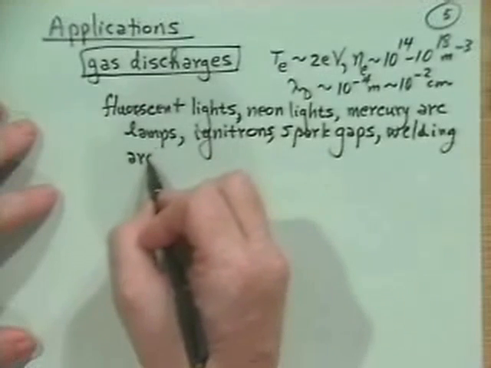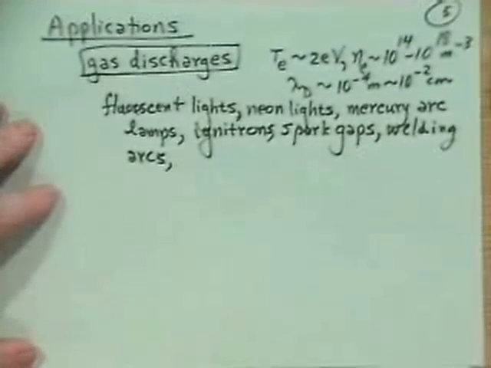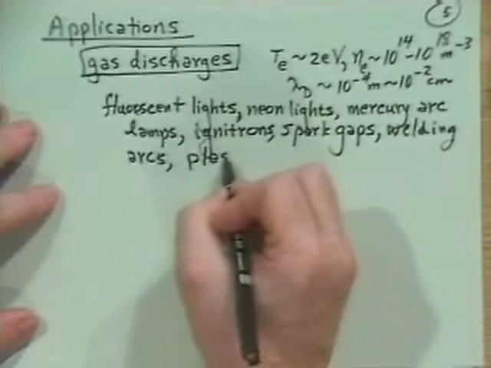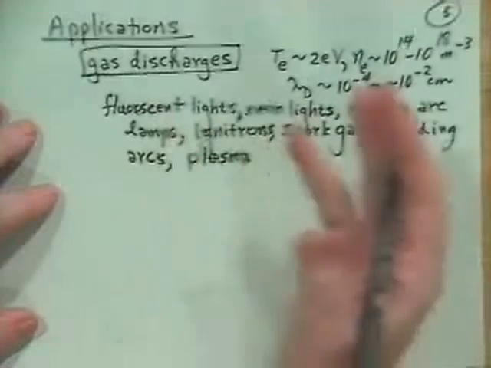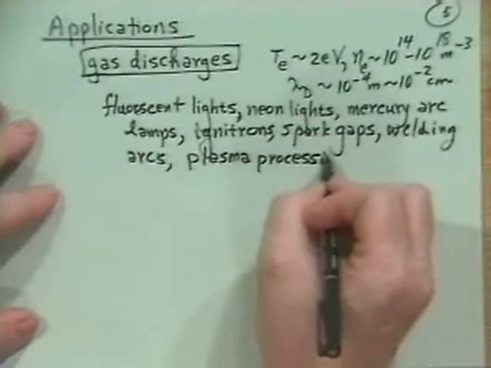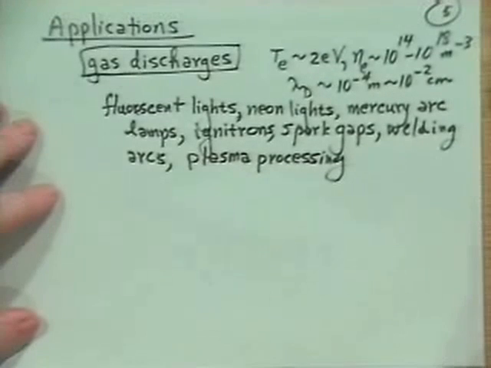And most recently, one is getting into trying to plate various types of ions onto materials, so-called plasma processing. And there you're getting into having a plasma up next to a solid. And so let's just call that plasma processing, various types of things.